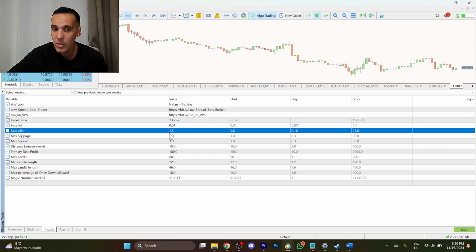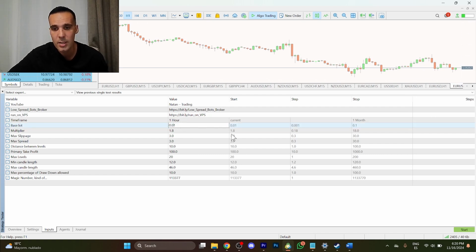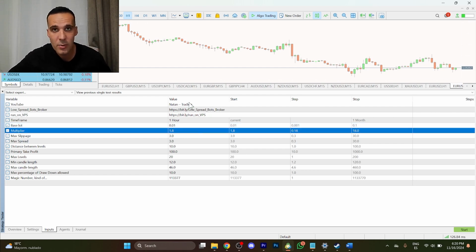So I would recommend you not to put this multiplier higher than 2, and also not to increment this lot size more than 0.01 unless you are trading an index or commodities. In that case, depending on the index or the commodity you are trading, you may have to delete 1, 0. Okay, let's leave it like this for now. These are just the default parameters.